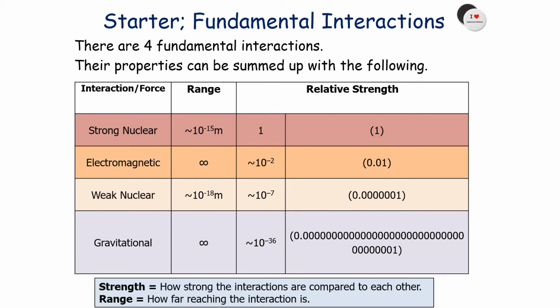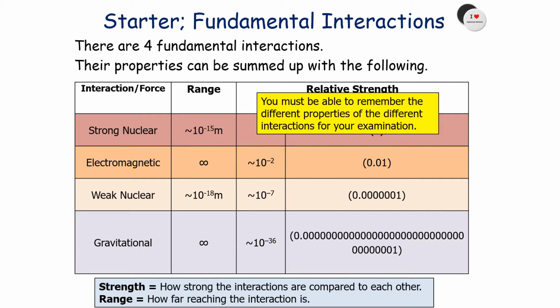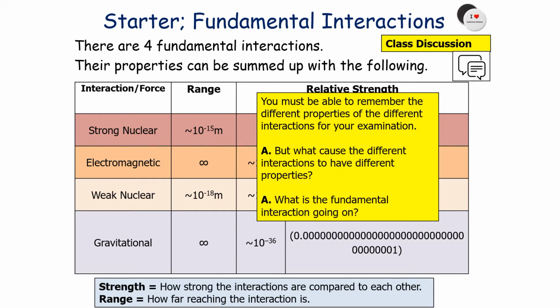Now just to clarify, the strength is how strong the interactions are compared to each other, and the range is how far reaching the interaction is. Now you must be able to remember the different properties of the different interactions for your examination. But what caused the different interactions to have different properties? What is the fundamental process going on?